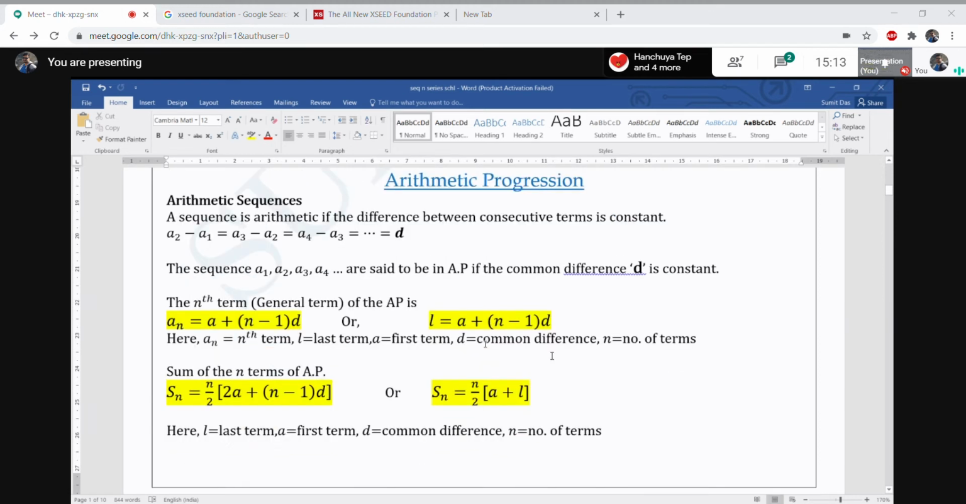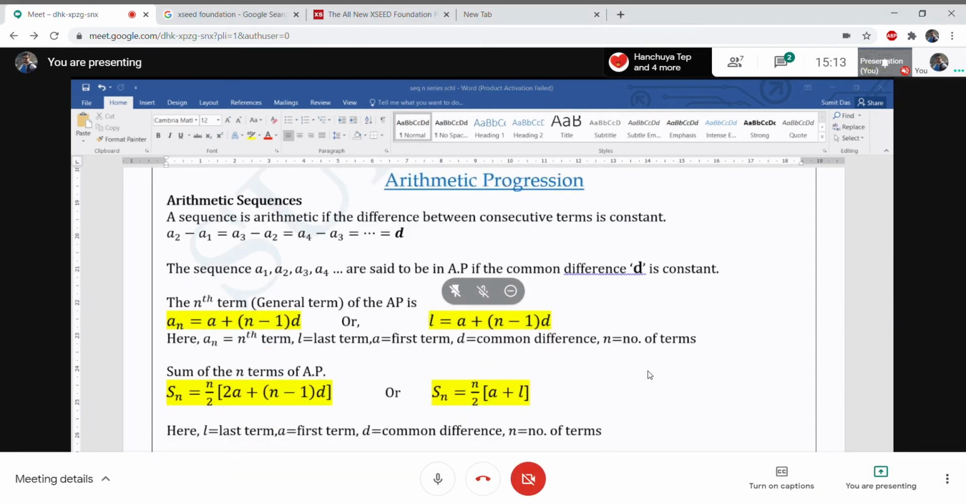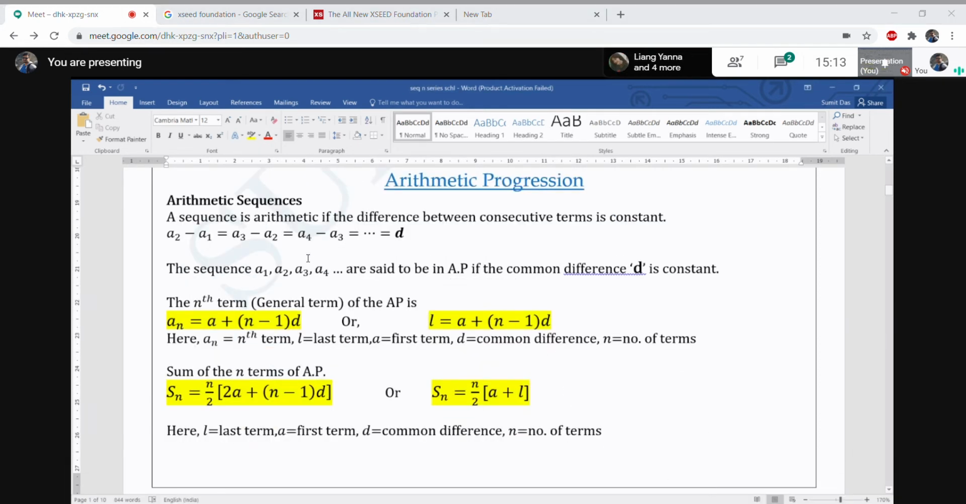Arithmetic progression, you already learned in class 10, right? What is arithmetic progression? A sequence is an arithmetic progression if the difference between consecutive terms is constant, like 5, 7, 9. You can see the difference between 5 and 7 is 2, and between 7 and 9 is 2. So if the difference between any consecutive terms is constant, then it is called an arithmetic progression.